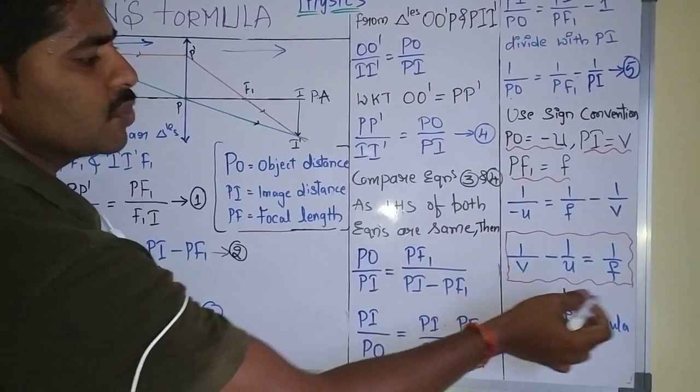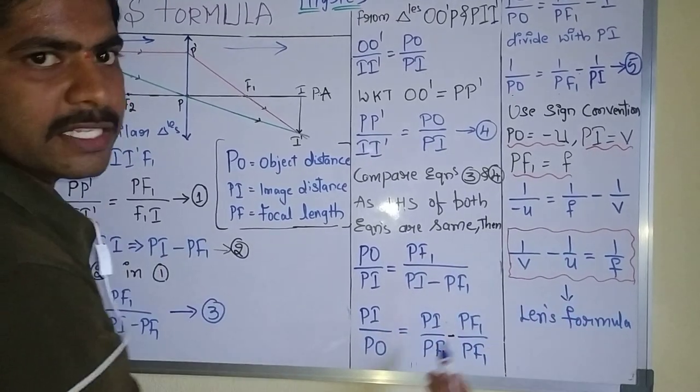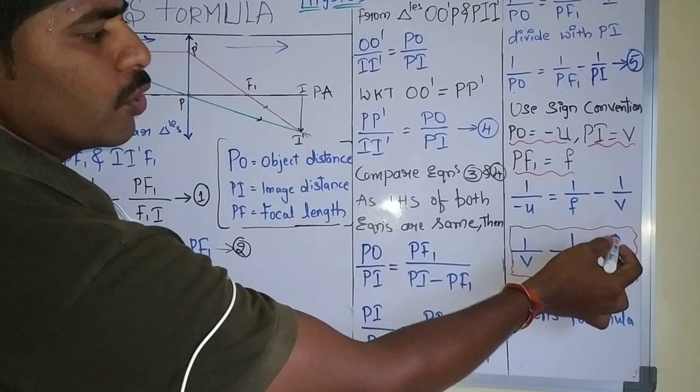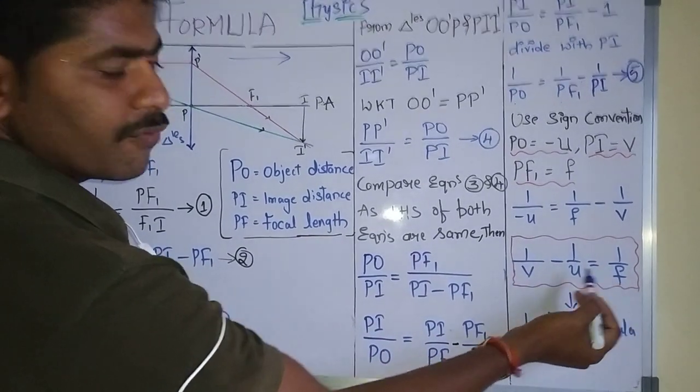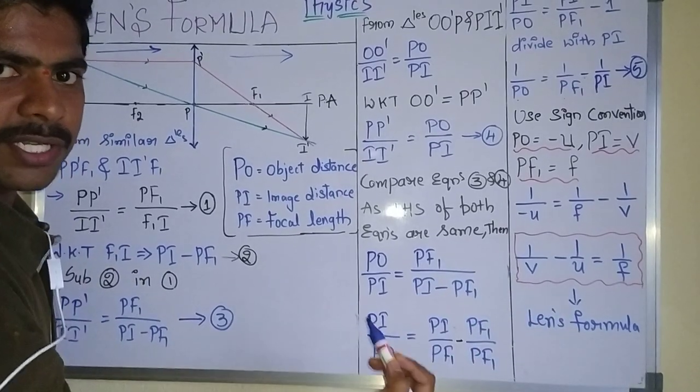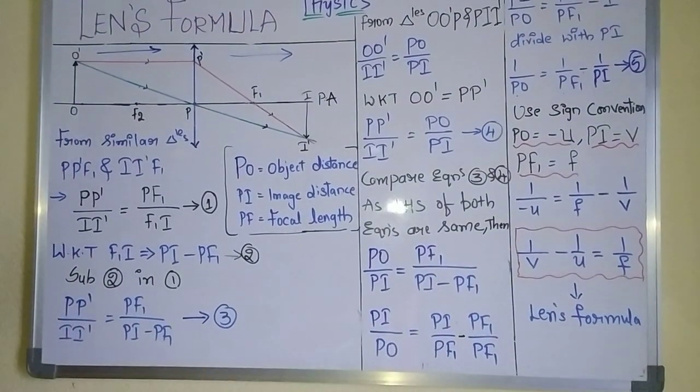So this is what we want. That is called the lens formula. The lens formula is 1 by V minus 1 by U equal to 1 by F, where F is the focal length, U is the object distance, and V is the image distance. I hope you have understood.